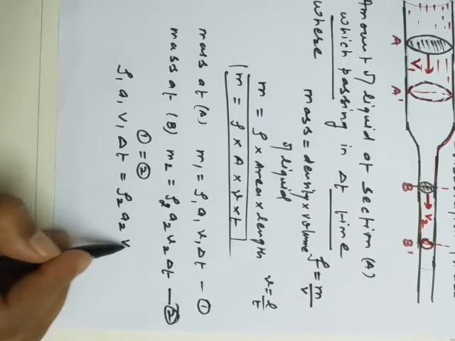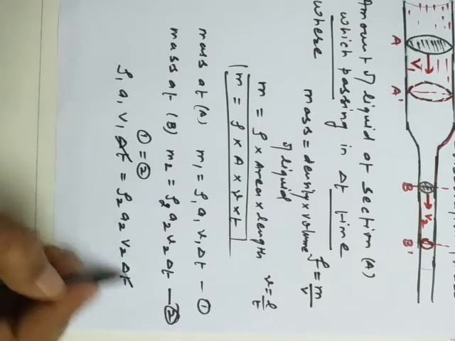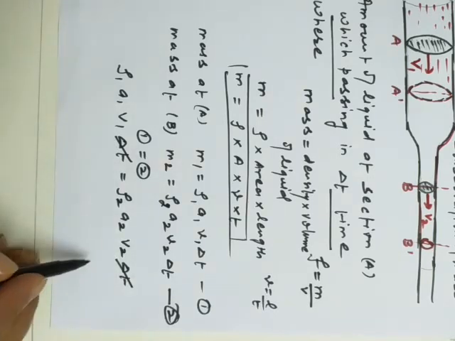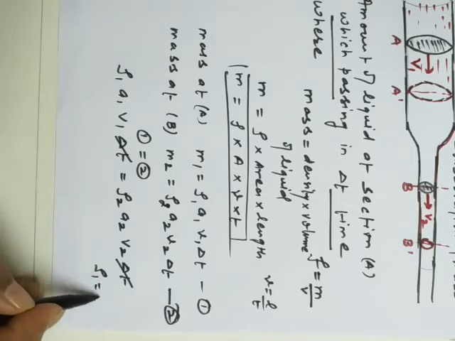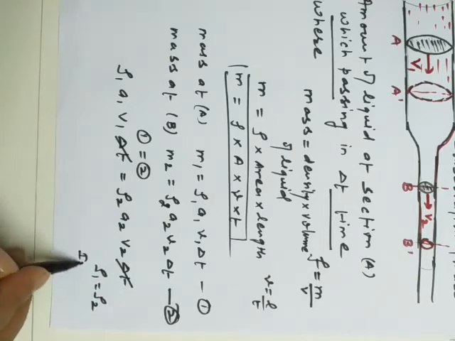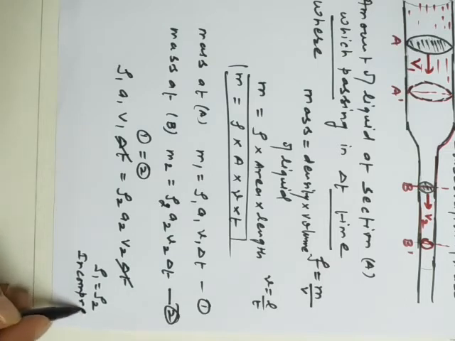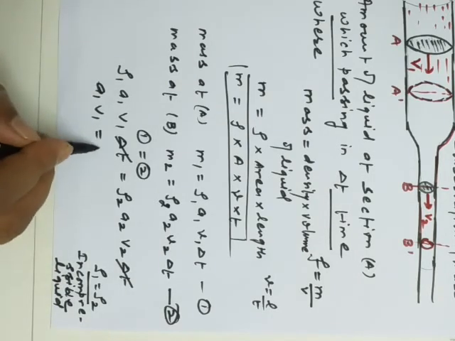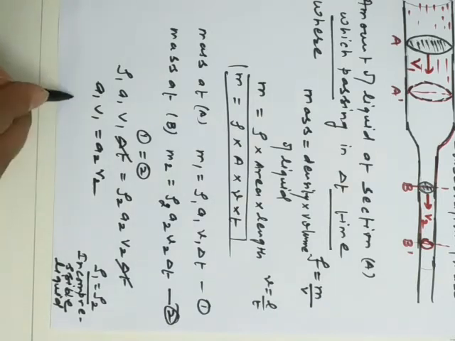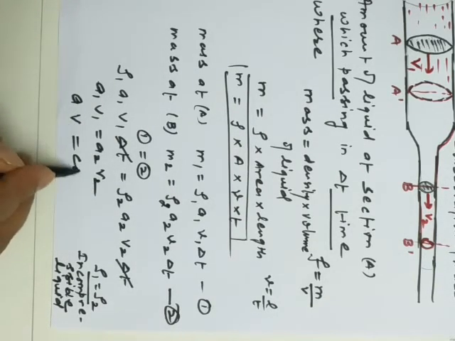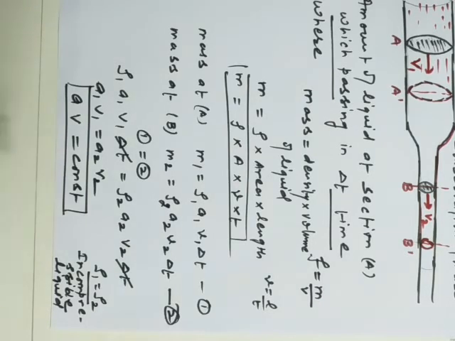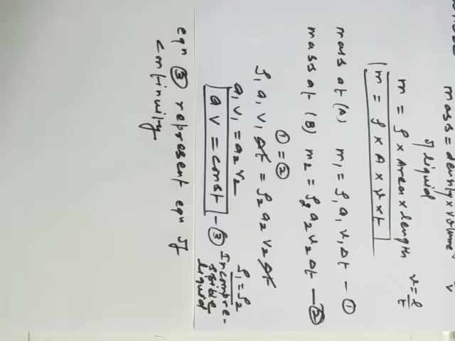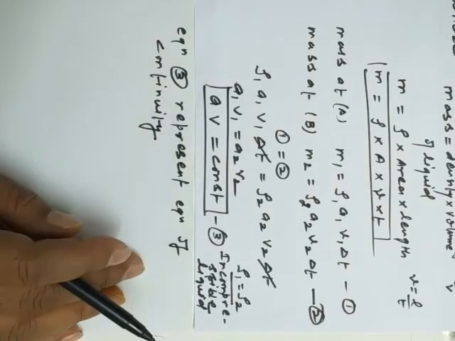Delta t cancels out from both sides. And if we apply the condition of an incompressible liquid, then we are equating rho 1 equal to rho 2. So we get A1 V1 is equal to A2 V2. It suggests that A V is equal to a constant, where A is the area and V is the velocity. So equation number 3 represents the equation of continuity.